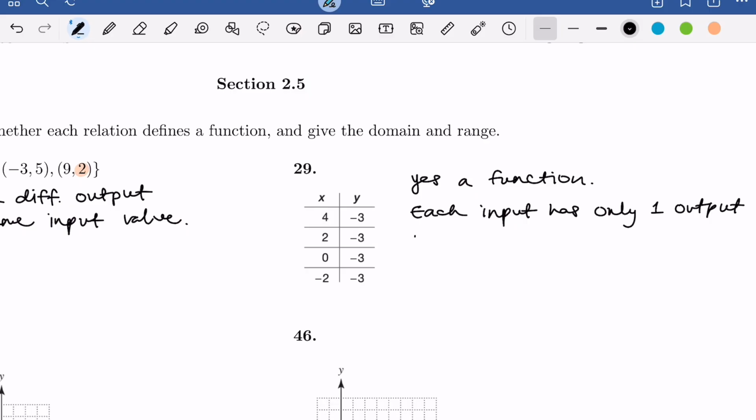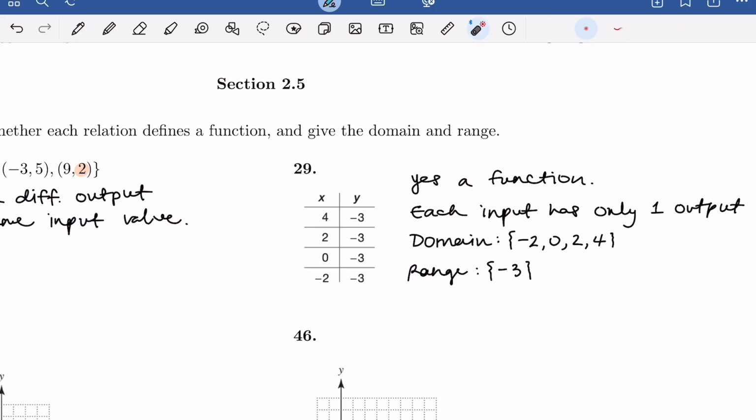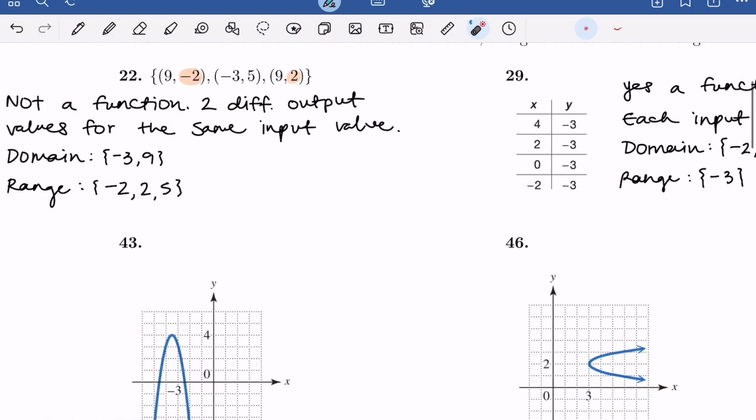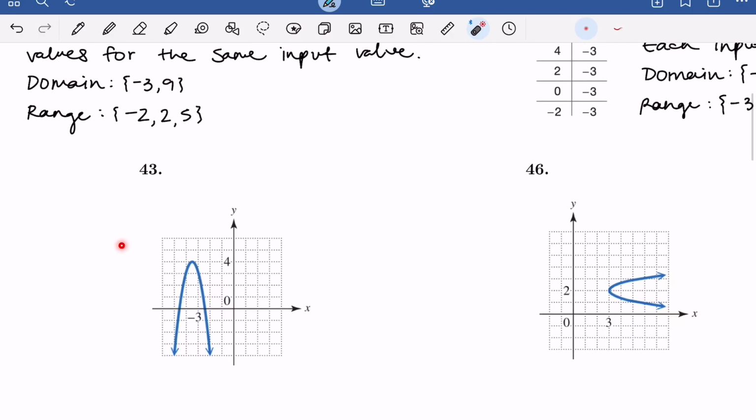All right, now our domain is going to be the set of all of our x's or all of our input values. And writing this in increasing order, it's going to be -2, 0, 2, and 4. And then the range is going to be the set of all of our output values. Now notice our only output value is -3. So our range is just going to look like this here. Okay, now if we're getting tripped up on the fact that we still have all of these y's here, but this is still a function, this might become clear when we look at question 46. So before we do that though, let's look at 43. Now we have this graph.